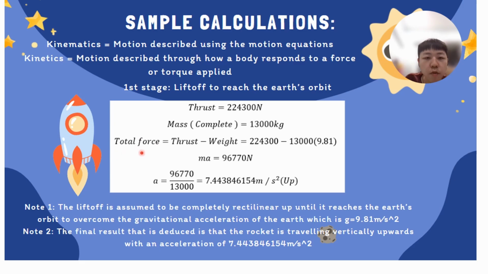And from the total force that we obtain, we can find its acceleration, which in this case is 7.444 meters per second squared. For this case, we assume the liftoff of the rocket to be completely vertical, going up against the gravitational acceleration of the Earth. And in this case, our final result proved that it is accelerating upwards at this magnitude.